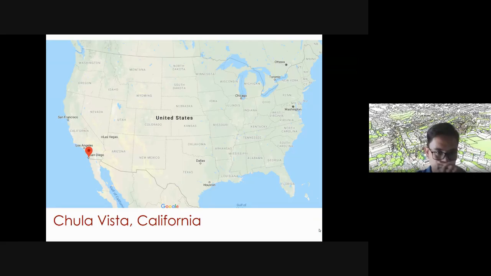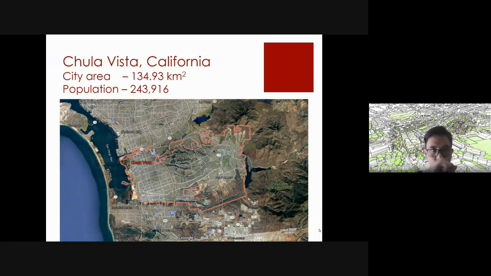Sige. Okay, another case study. Chula Vista in California. So 134 square kilometers, total population of 240. I think this is as of 2020 when I gave this lecture.